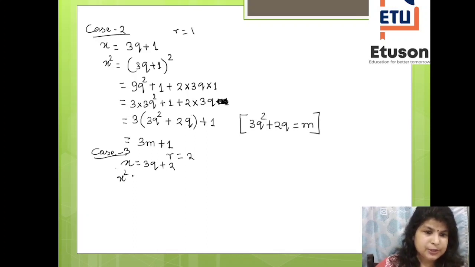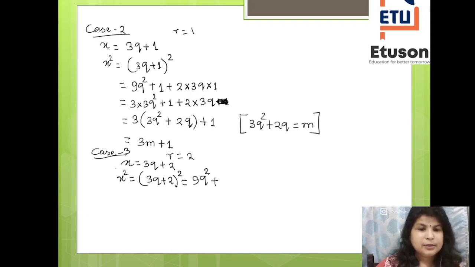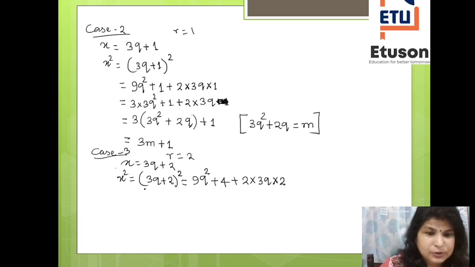Now square both the sides like in the previous case. So 3q plus 2 whole square. So how much will you get? It is the same a plus b whole square, so how much will you get? 9q square plus 4 plus 2 into 3q into 2. Correct? Okay. So now I can write in this form.